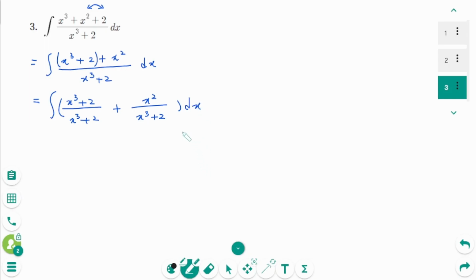Here we break the integrand into two parts. The first part is 1, and the second part should use U-substitution.